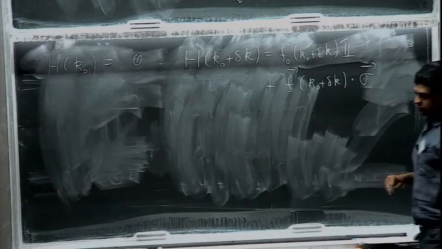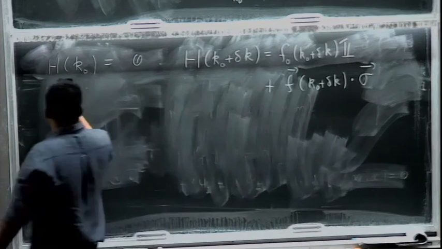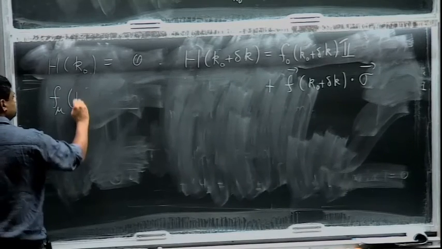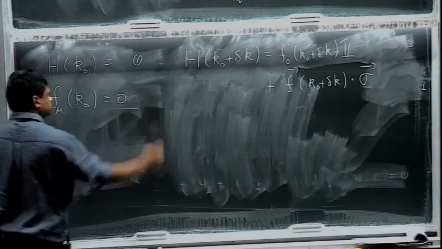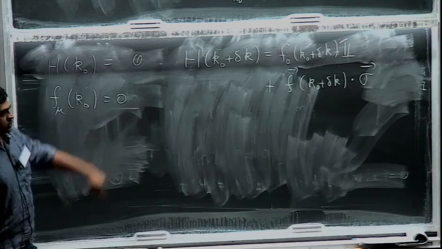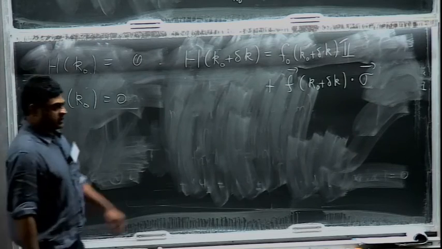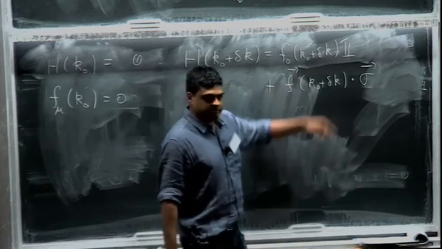Times the 2x2, most general 2x2 matrix, some combination of these Pauli matrices. Okay. And this condition tells you that all of these Fs, we call it F mu, is just zero. And now I want to expand this function as I move away. Of course, what you can do is a Taylor expansion. So there are various powers of this delta K that will appear.